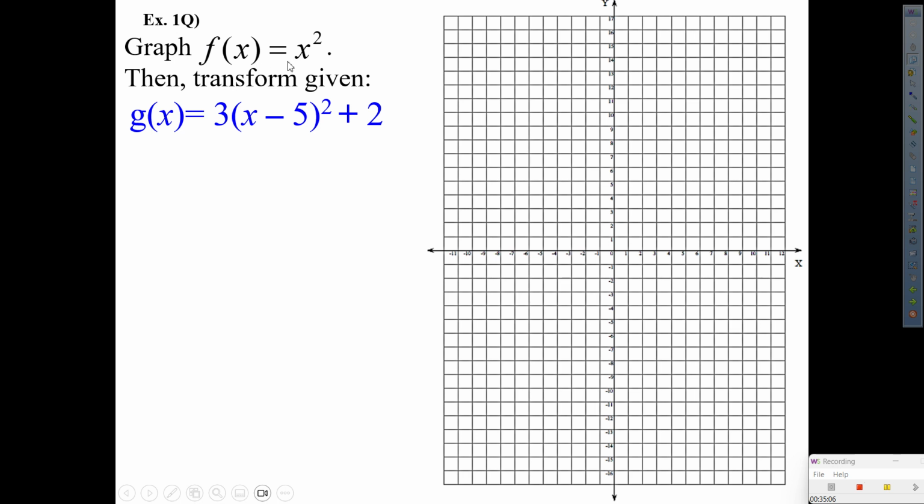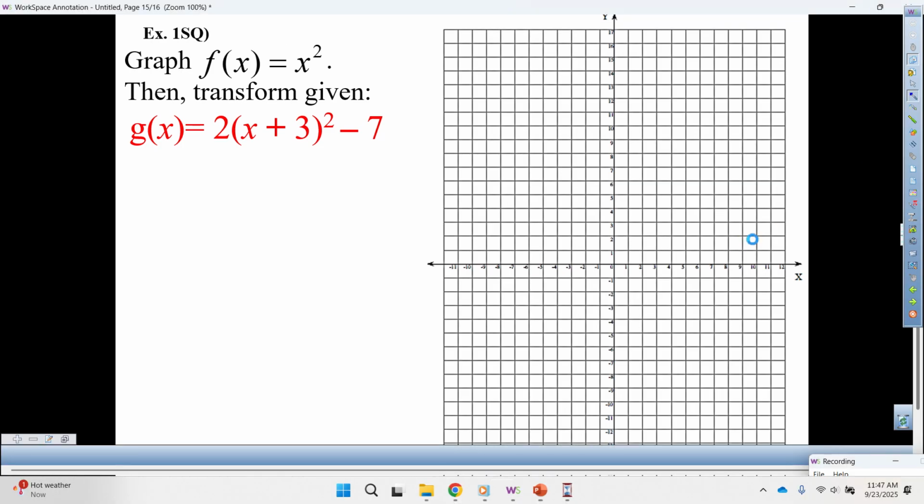And it says graph f of x equals x squared. And now we're going to transform according to this red one, which is g of x equals 2 parentheses x plus 3 squared minus 7. And for the sake of time, I'm going to have Scarlett get us started. Before she does, tell your neighbor where do we start to graph this one without a table? Without a table. It's just what we just did.